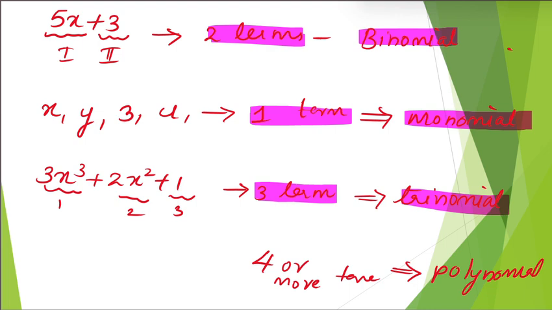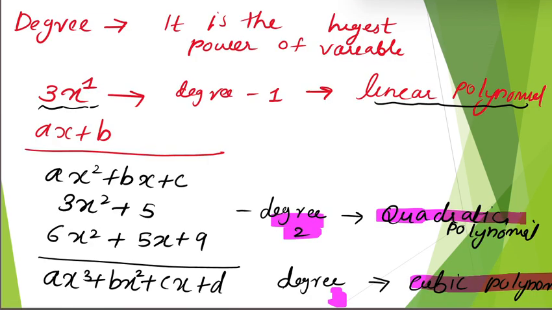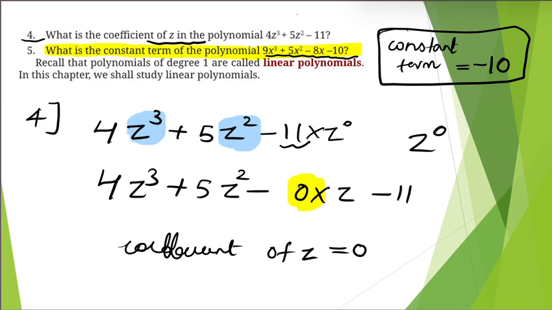According to the degree also we differentiated. If the degree is 0, it is a constant polynomial. If the degree is 1, we say it is a linear polynomial. That is what this chapter is about. If the degree is 2, it is a quadratic polynomial, and degree 3 means cubic polynomial. So, according to the basic concepts, we have solved exercise 2.1.